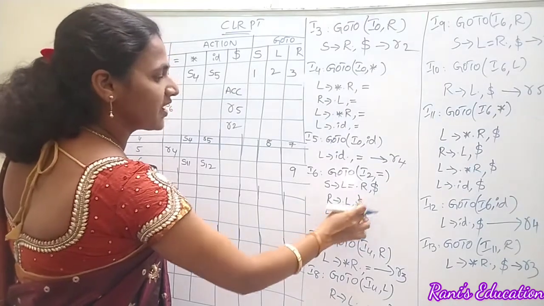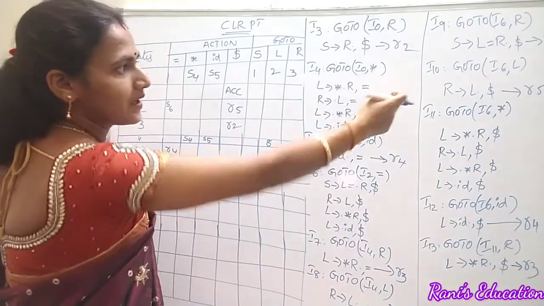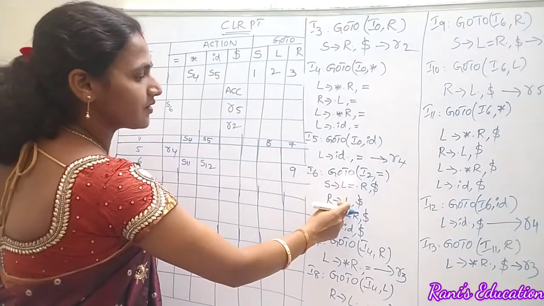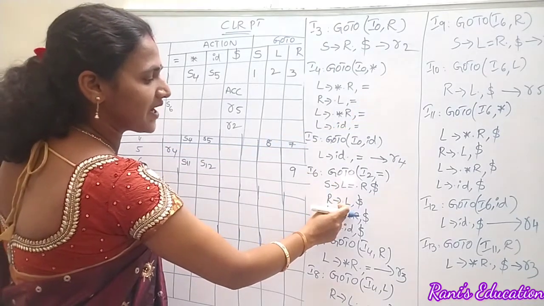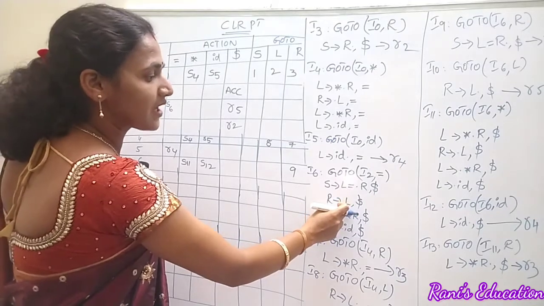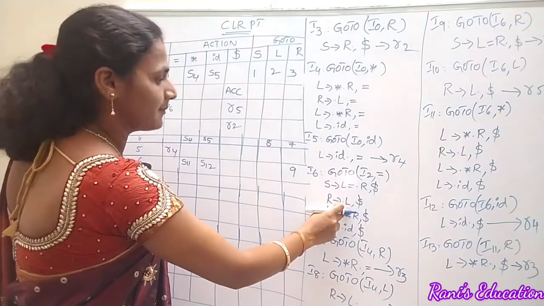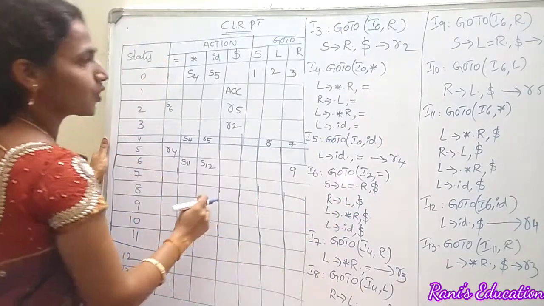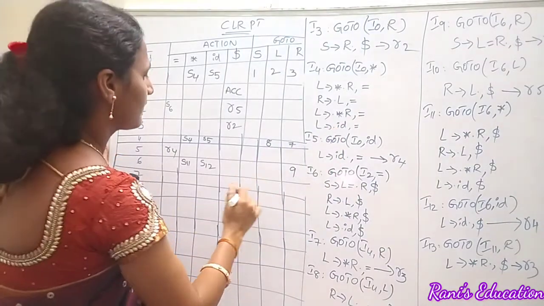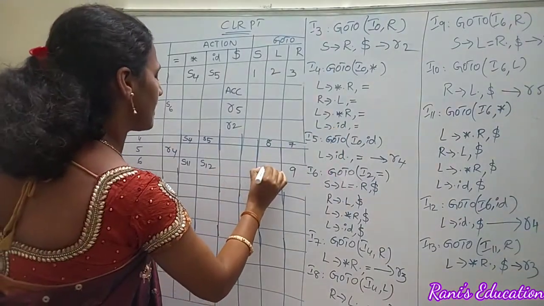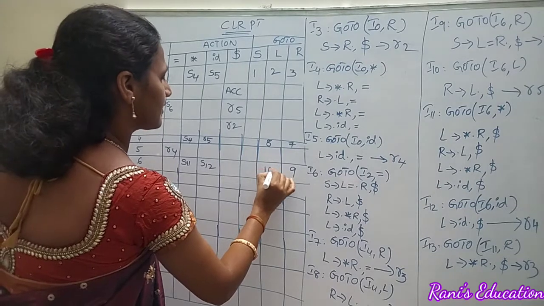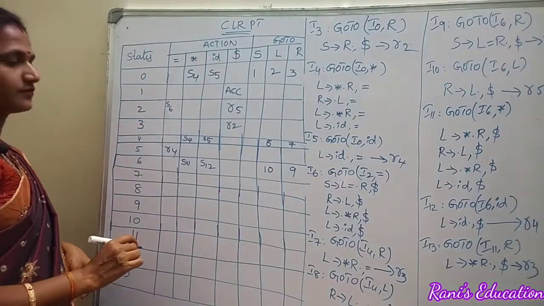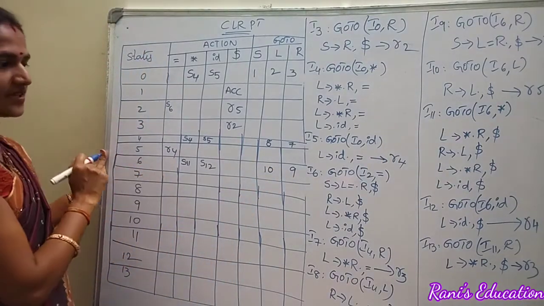Go for this production in I6, R derives dot L, which is changed to L dot with a look ahead dollar. In which item? In I10. So with respect to which grammar symbol are we observing that? With respect to the grammar symbol, the non-terminal L. So under L, you are going to write the number as what? 10. Right?